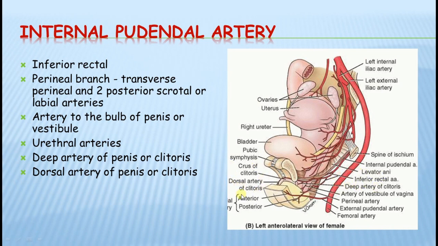The deep artery of the penis or clitoris; this is mainly female, so it is labeled as the dorsal artery of the clitoris and deep artery of the clitoris. So mainly the branches are the inferior rectal branch, then the perineal branch which gives rise to the transverse perineal and posterior scrotal or labial vessels. Then it gives the artery to the bulb of the penis or vestibule of the vagina, then the urethral arteries, and finally the terminal branches are the deep artery of the penis or clitoris and the dorsal artery of the penis or clitoris.